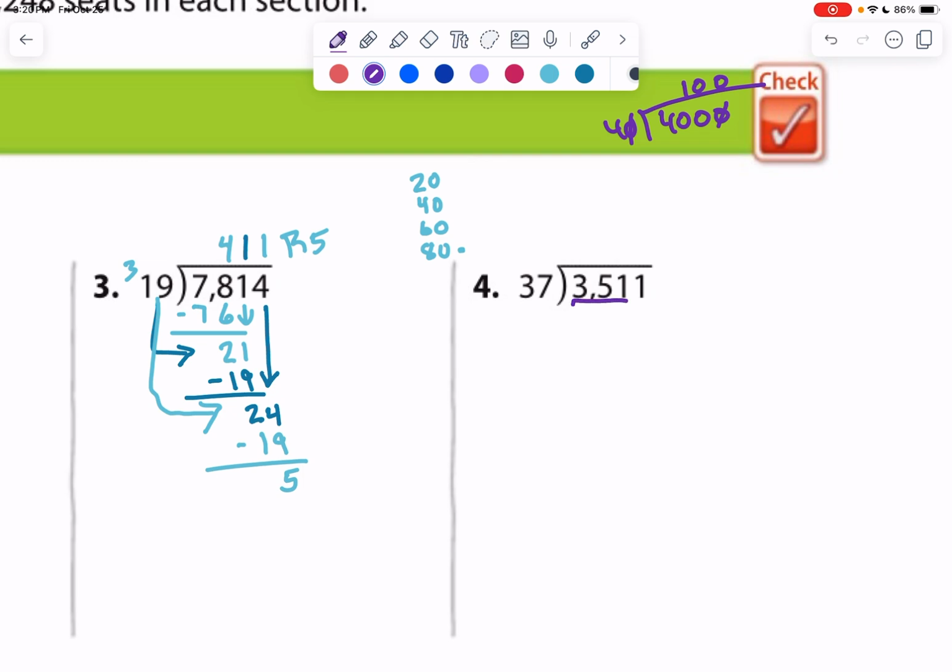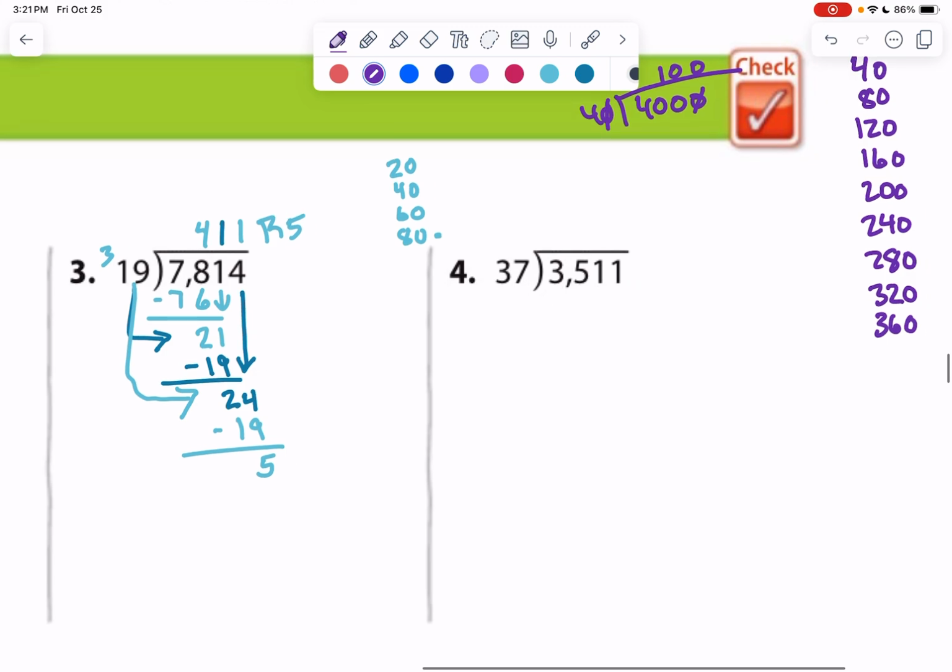So 351 it is. Let's skip count by 40s. 40, 80, 4 times 3 is 12, so 120. 4 times 4 is 16, so 160. 4 times 5 is 20, so 200. 4 times 6 is 24, so 240. 4 times 7 is 28, so 280. 4 times 8 is 32, so 320. Getting close. One more. And 4 times 9 is 36, so 360. 37 is less than 40, so let's live dangerously and try the 9, shall we?